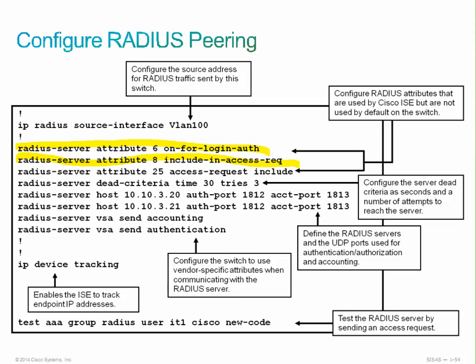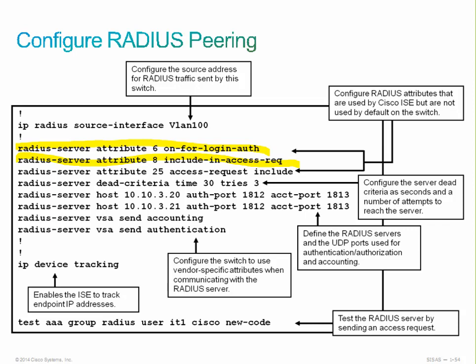Is it an access request, which would be a code 1? Is it an access accept, which would be a code 2, access reject, code 3, and so on? Is it an accounting request or an accounting response? Those would be code 4 and code 5.